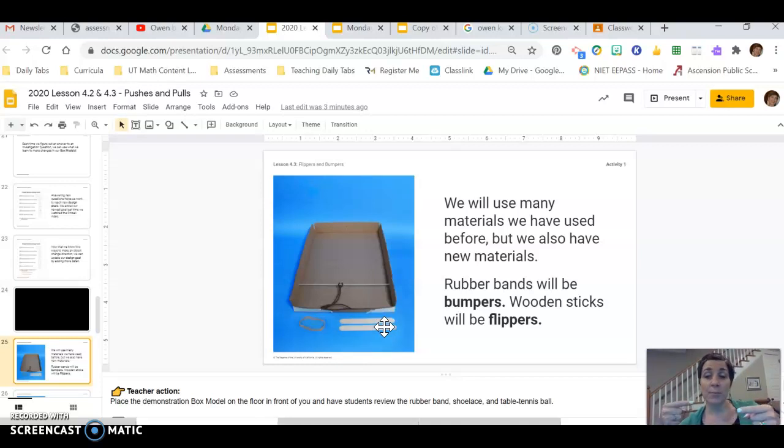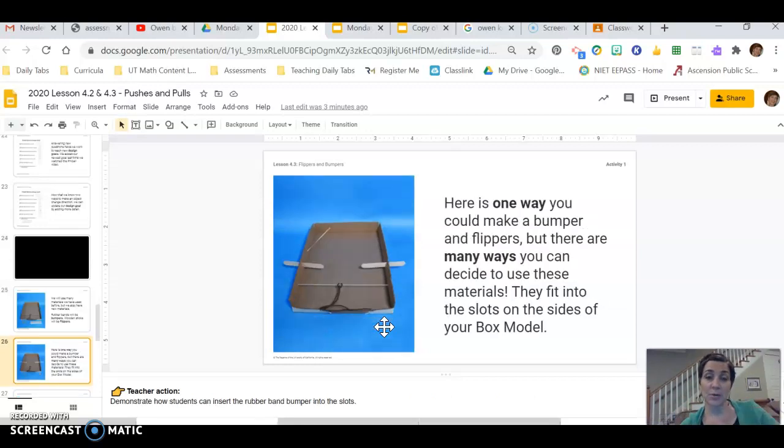And the sticks will be some things that hit our ball to make it go the other way. Let me show you what that could look like. So here's one way we could do it. But I want you to think about, where would you like to put our bumpers? They have the bumper up here in the corner. Do you think we could have put another rubber band over here on this side? Do you think we could put a rubber band across the top?